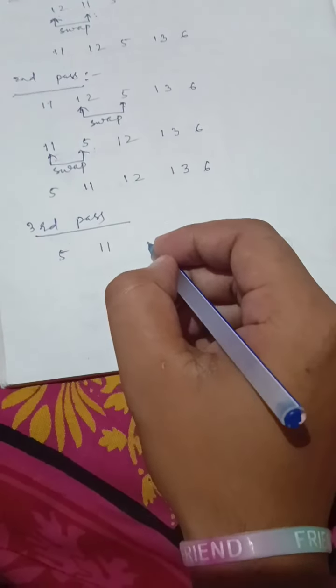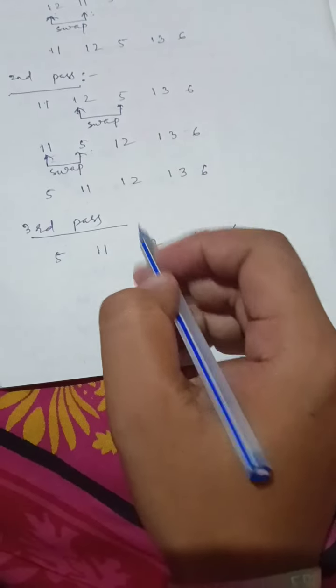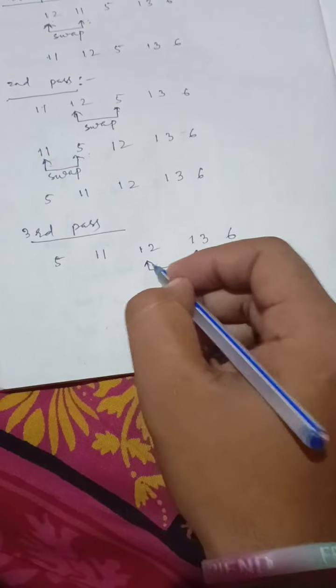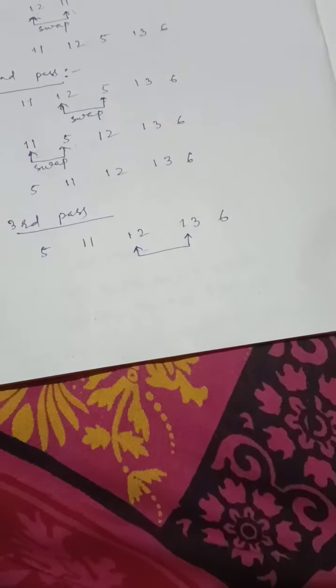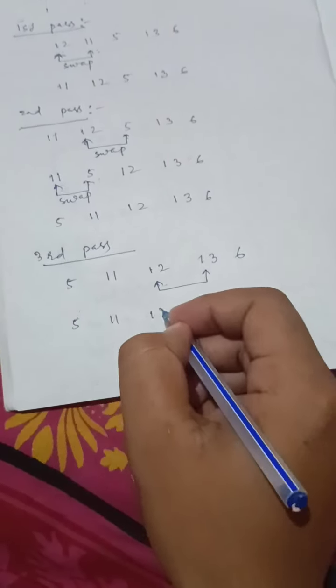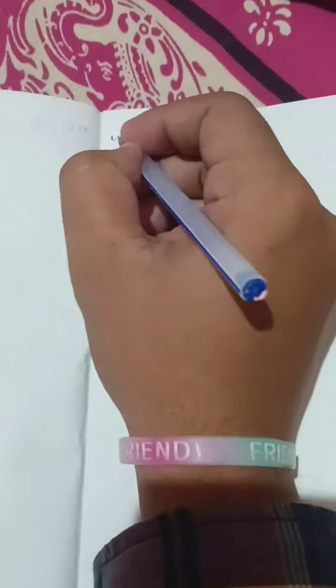This is 5, 11, 12, 13, 6. Now we have to compare 12 and 13. These two elements are already in increasing order, so no need to swap them, we leave it as it is. So the array looks like this now. The third pass we have successfully completed. Now let's move to the fourth pass.